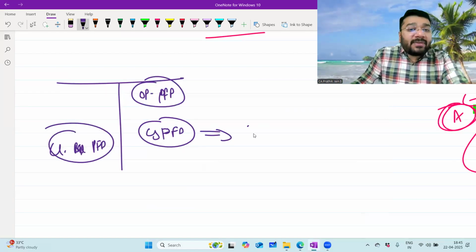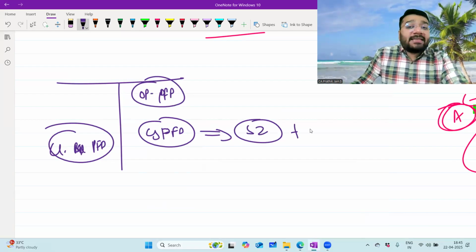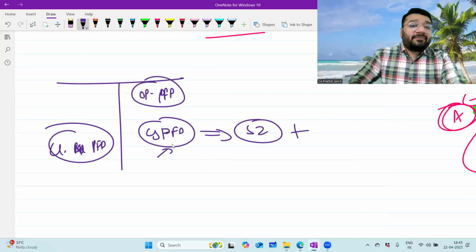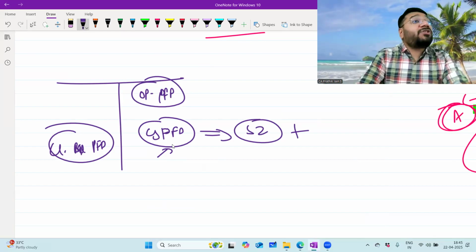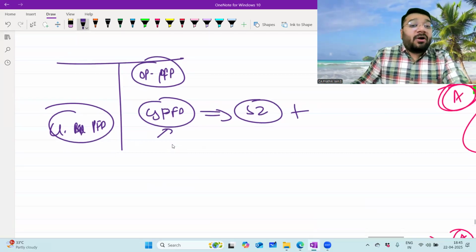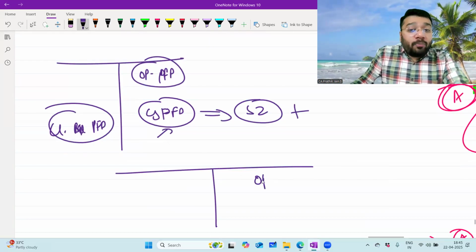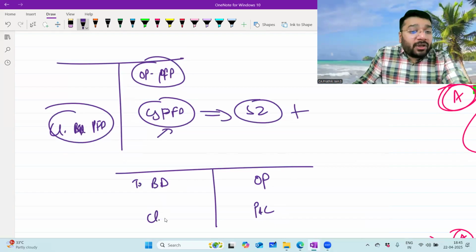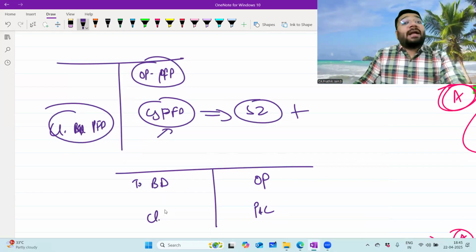This will affect my segment 2. I have to add back in segment 2 because current year provision is subtracted from my current year's profit. There is no cash outflow, so to cancel that, we have to add back. This is one ledger, under which method? Option 1. In option 2, what happens? You record the opening balance, current year P&L, and you reverse it to bad debt account, and then you get the closing balance.